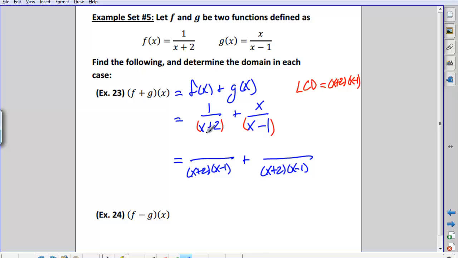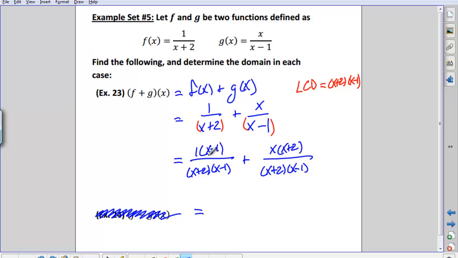Now the question is, for this first fraction, I had an x plus 2. I was missing the x minus 1, right? So since I had to add in an x minus 1 here, I'm going to take this numerator and also multiply it by x minus 1. So there's my new first fraction. Over here I had x over x minus 1. In that denominator I was missing the x plus 2, so I added that in. Well, that means in my numerator I have to multiply by x plus 2 there as well.